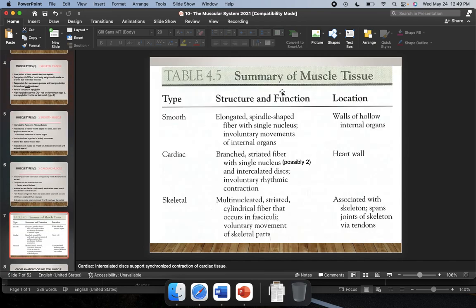So here's a table that compares and contrasts a few different characteristics of the three types of muscle. Smooth muscle: involuntary, internal organs, a single nucleus, not striated. Cardiac muscle: striated, similar to skeletal muscle. So smooth muscle is unique in its non-striation. However, smooth and cardiac are both involuntarily controlled. You can find cardiac in the heart wall, smooth in the walls of internal organs, and then finally our skeletal muscle.